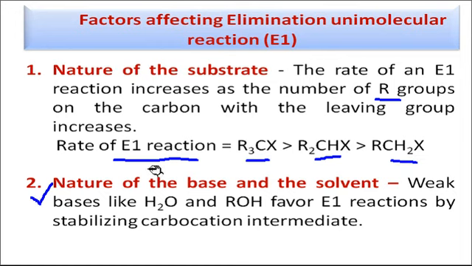Second factor is the nature of the base and the solvent. The weak bases like H2O and alcohol favor the E1 reaction by stabilizing the carbocation intermediates. So two important factors are the nature of the substrate and the nature of the base and the solvent. According to these factors, the tertiary halides are more susceptible towards the E1 reaction and the weak bases are more reactive in this case.